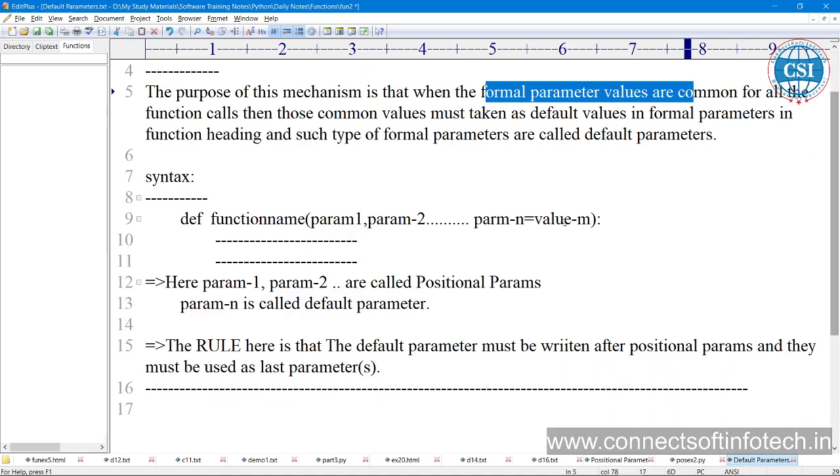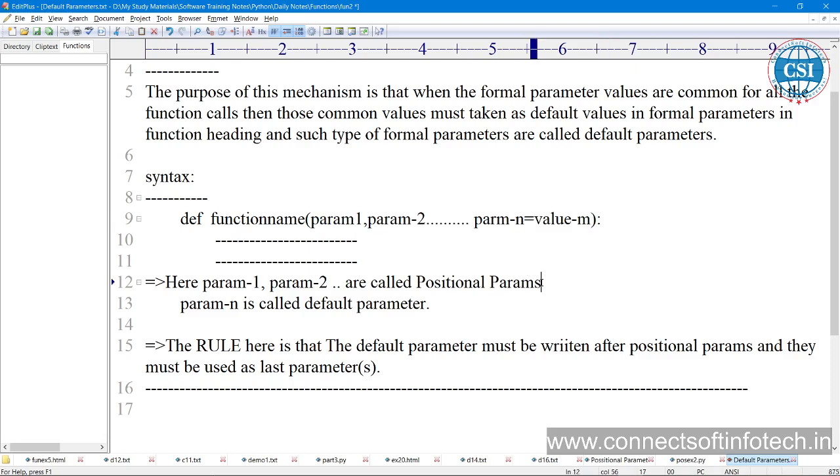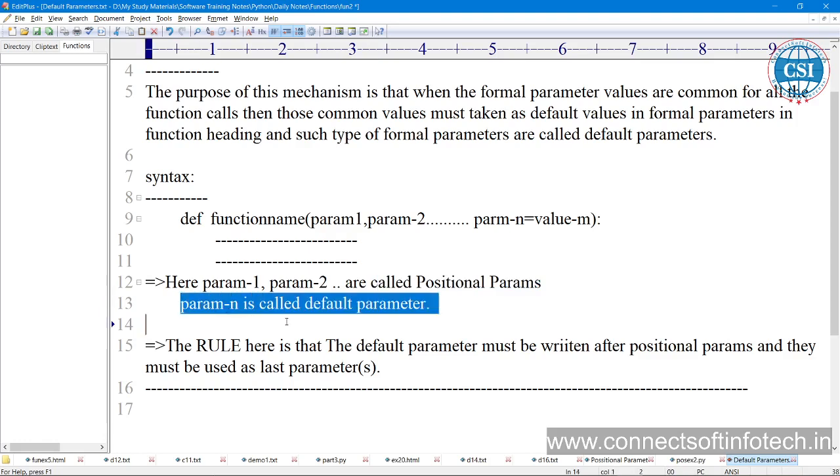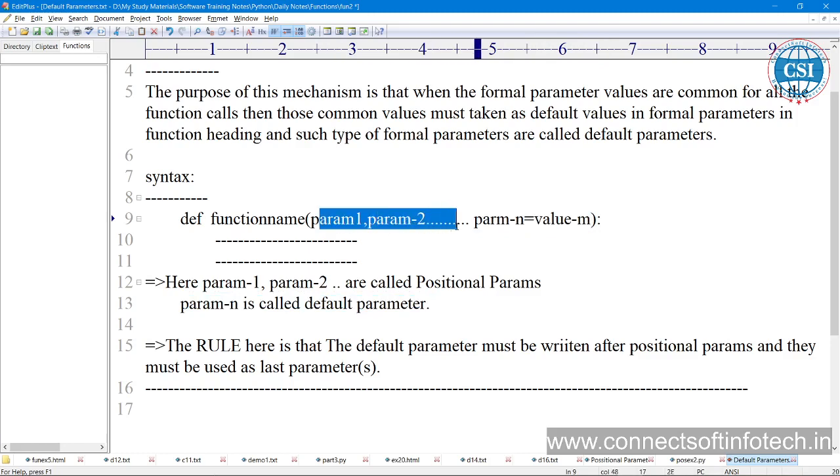See the syntax: define a function, and you can use n number of parameters here. These are the formal parameters, and you can call them parameter 1, 2, 3, 4. We call these positional parameters. We have already seen positional parameters. And parameter n is called a default parameter. How is it a default parameter? Because we are assigning a value to it. All the parameters we defined earlier are known as positional or ordered parameters.